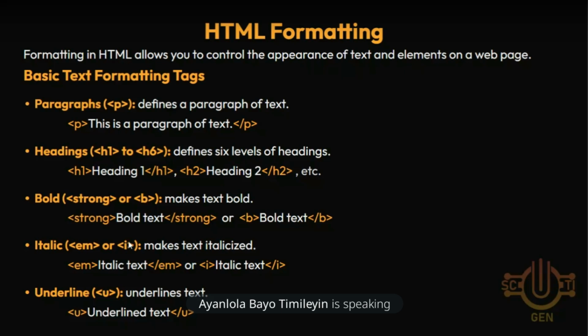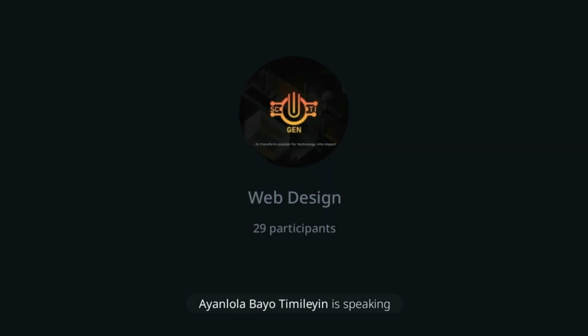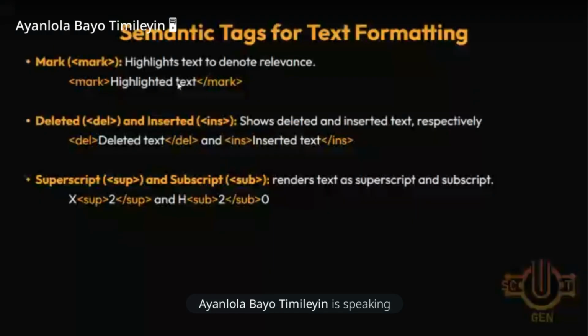And then we have the underline, which underlines text. We use the U tag. And of course, we have some semantic tags for text formatting, which is mark. Mark highlights text to denote relevance. And we have the del or deleted, and the INS, which show deleted and inserted text respectively. You can use the DEL or the INS tag. And then we have the superscript and the subscript. Anyways, let's take a look at this.